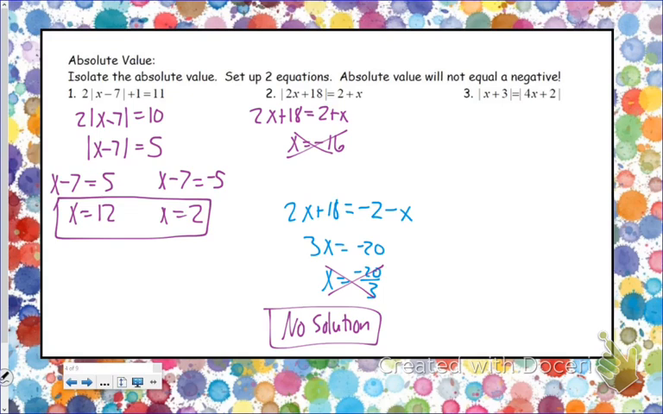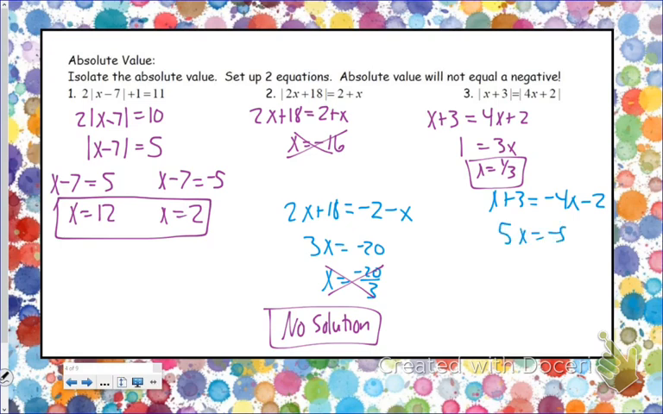On number 3, we can go ahead again and set up two equations. x plus 3 equals 4x plus 2. We also need to set up x plus 3 equals negative 4x minus 2 and solve both of these equations. So I end up with 1 equals 3x, so x equals 1/3, which if I plug it back in does work. And then I end up with 5x equals negative 5, so x equals negative 1. And if I go back and plug that in, that also works. So this one does have two solutions.